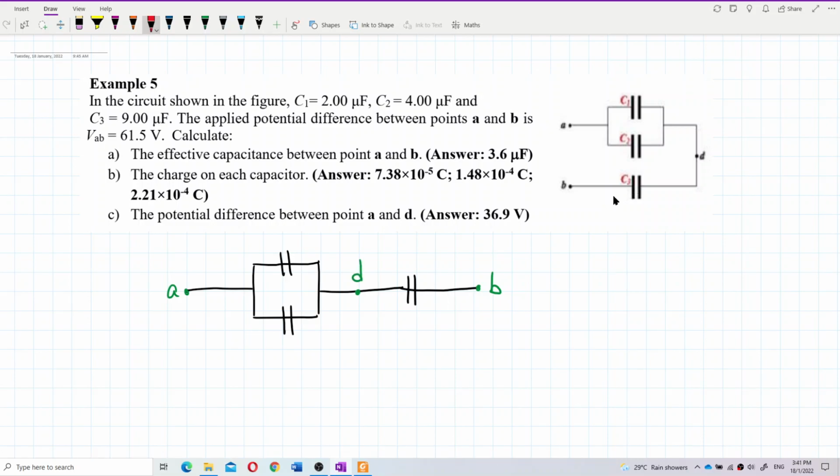And then this should be the C1. This one is the C2. This one is the C3. Do you agree with me? I just lay it out, and this is the actual structure. So here we can see even clearer that C1 and C2 are parallel to each other. And then the combination of C1 and C2 is in series with C3.